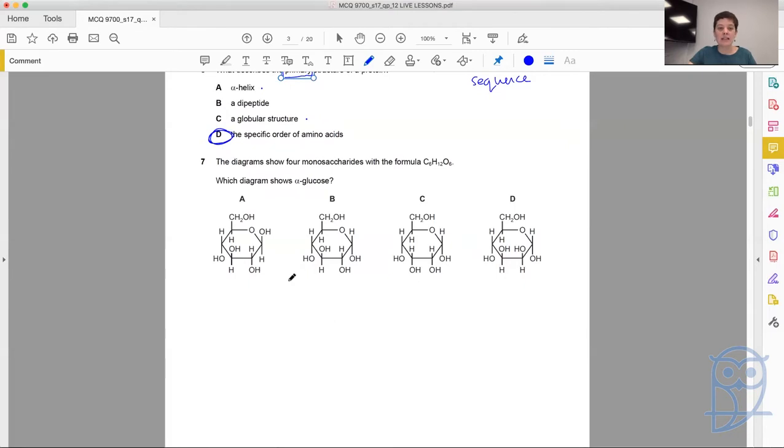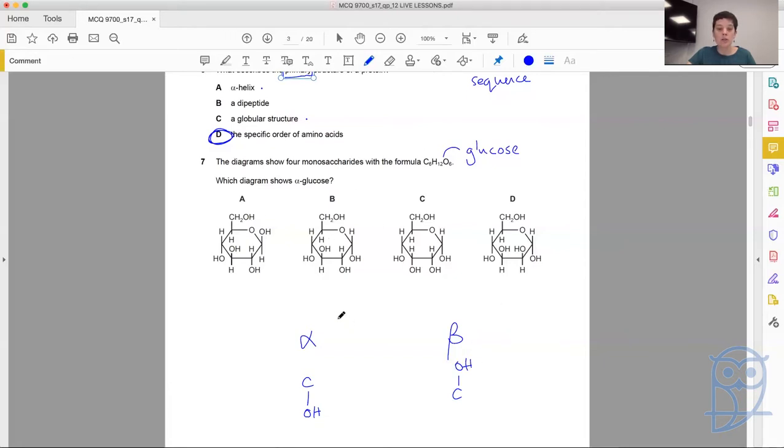Question 7 tells us that the diagrams show 4 monosaccharides with a formula C6H12O6. This is looking familiar because this is our glucose. Which diagram shows alpha glucose? Remember, you've got alpha glucose and you've got beta glucose, and it's all about the OH on carbon 1. Alpha, we have the OH down. Beta, we have the OH up.